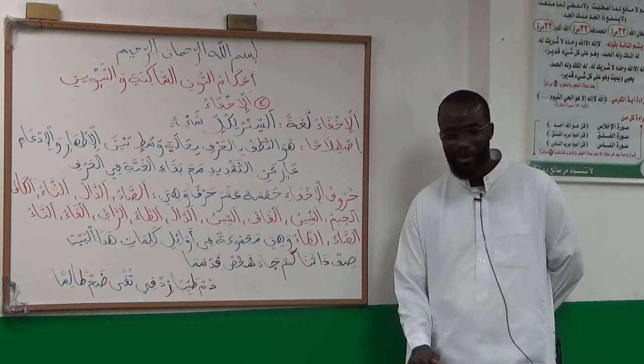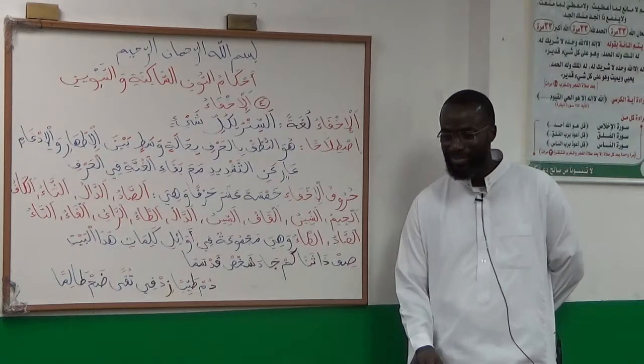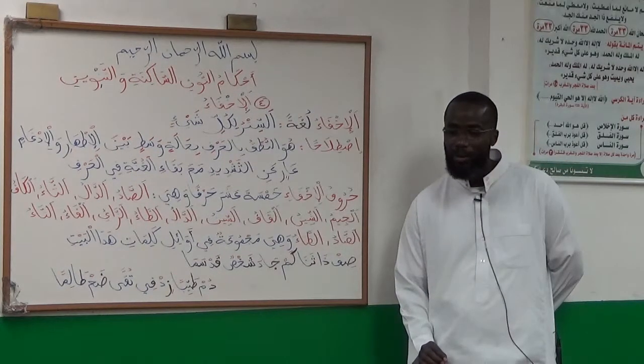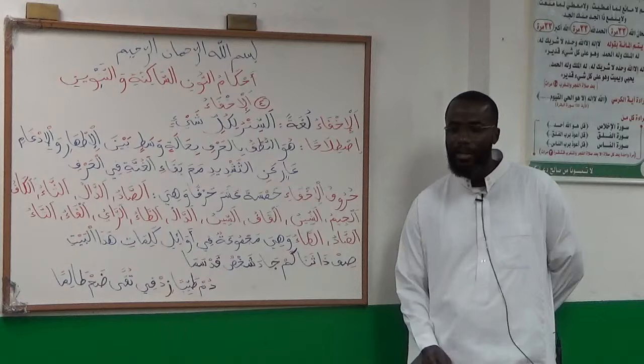So here we have a tanwin followed by a waw. So here's a case of الإدغام بغنة, al-idgham bi ghunna, right? So تبت يدا أبي لهب وتب, right? أبي لهب وتب.